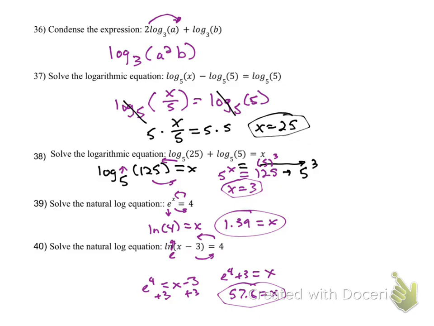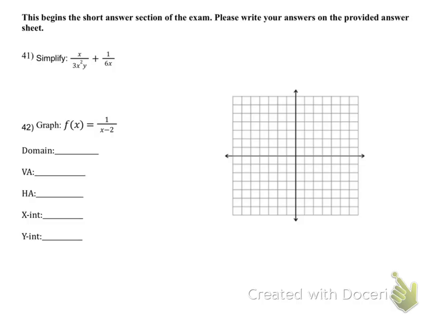Next part here. 41, we got to get the same denominator. So in this case, that's going to be 6x squared y. So I need to multiply the right side by xy and the left side by 2. Gives me 2x plus xy over 6x squared y. Since all three terms have an x in it, we can simplify that and remove an x. So it would be 2 plus y over 6xy.